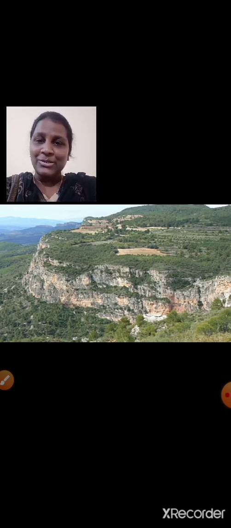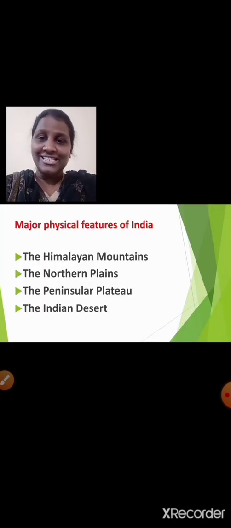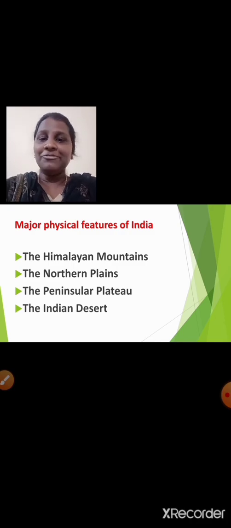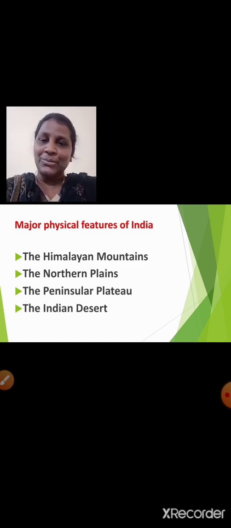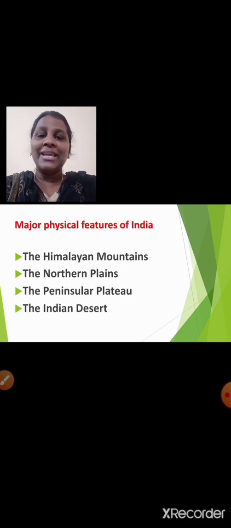Let's see. Mountains, plains, deserts, plateau, as well as islands. Students, in this chapter we are going to learn major physical features of India. Okay, the Himalayan mountains, the northern plains, the peninsular plateau, the Indian desert, the coastal plains, as well as the islands. So these all are the major physical features of India.